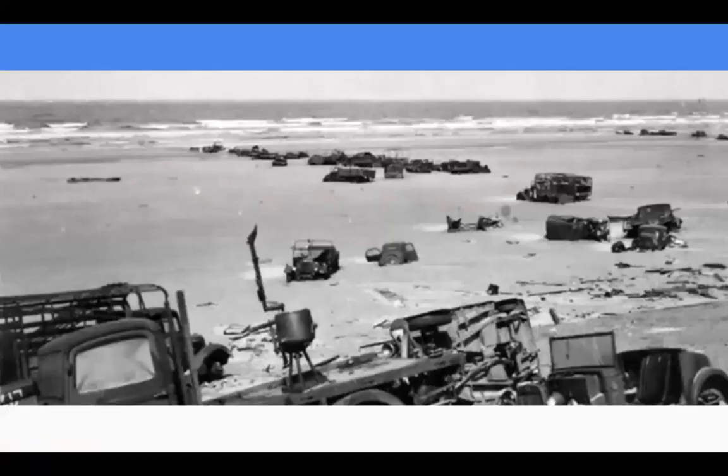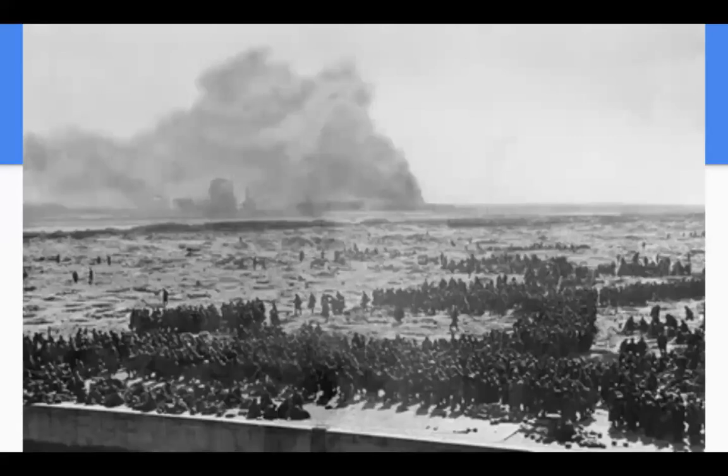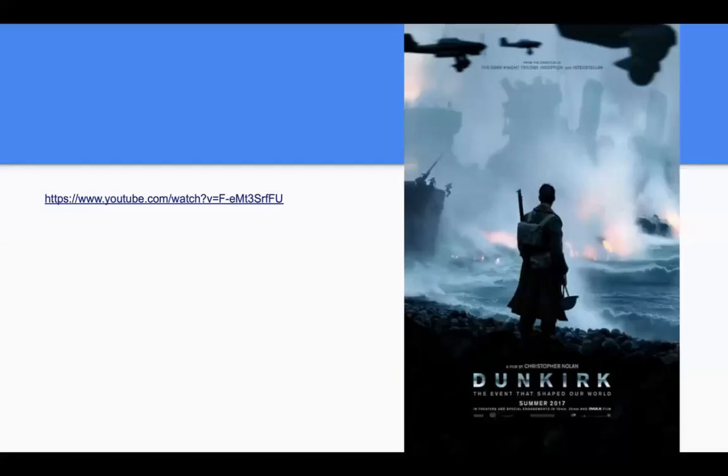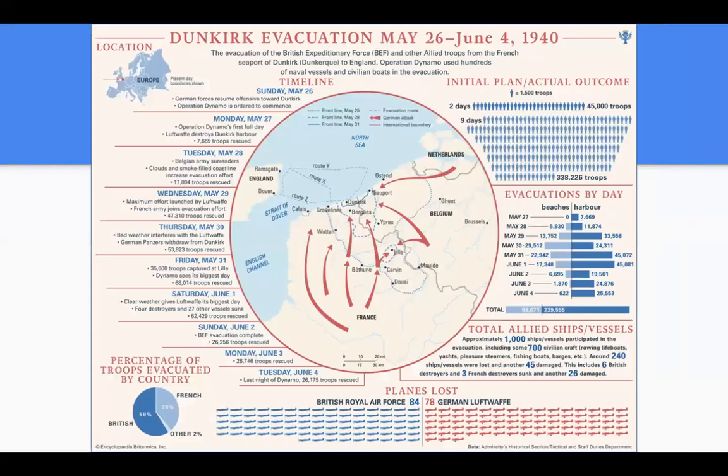Winston Churchill and the British government are going to call on people who have boats to go help bring the British soldiers back. When you're sitting ducks out there, the German airplanes would come and try to fire at them, just waiting on the beaches. And if you've ever seen this movie, there you go. Again, Dunkirk evacuation. It took about May 26th to June 4th. In one day, 26,000 troops were rescued. It's crazy.